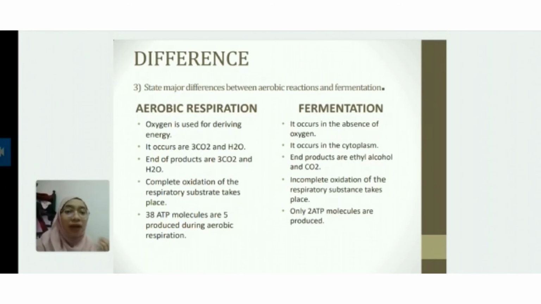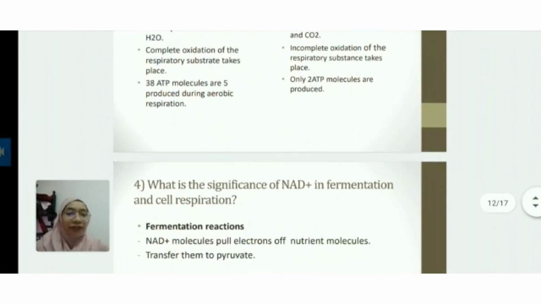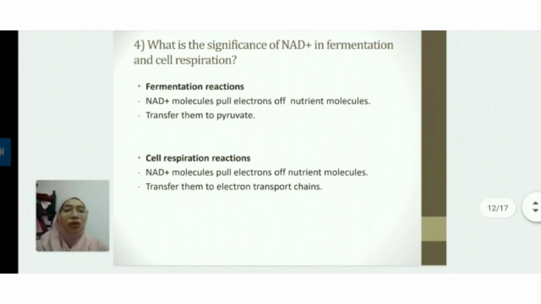In aerobic respiration, complete oxidation of the respiratory substrate takes place, but in fermentation, incomplete oxidation of the respiratory substrate takes place. The last one: in aerobic respiration, 38 ATP molecules are produced, but if you use fermentation, only 2 ATP molecules are produced. That's all for differences. So we proceed to question 4.